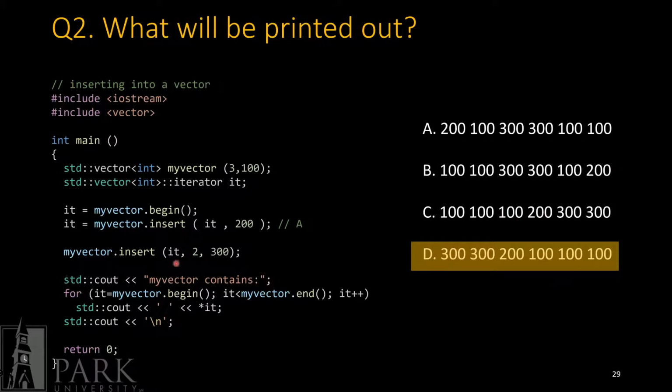Then we're going to add our iterator 2 times the number 300. So 300 is going to go into our vector twice at the position of our iterator. So that means it's going to go to the front. So that gives us answer D, because 300 is in front of 200, which is in front of our other hundreds. And then the rest of this is just iterating through it, printing out the result. So hopefully you got all that.